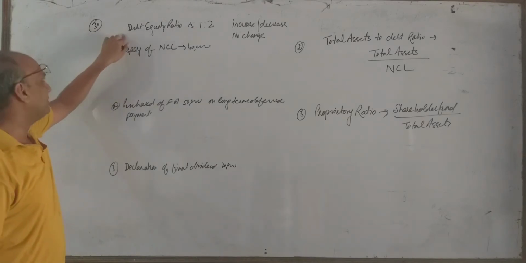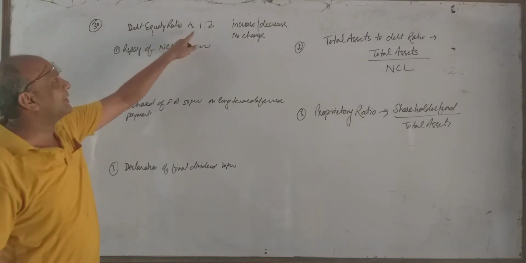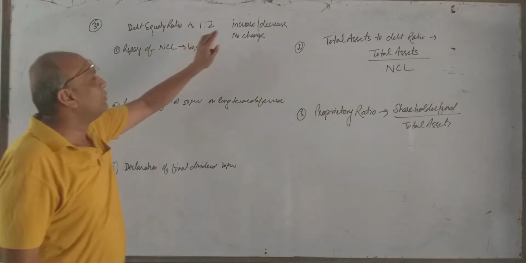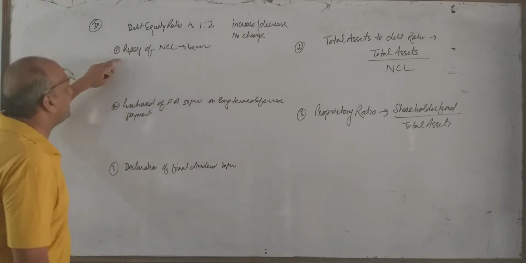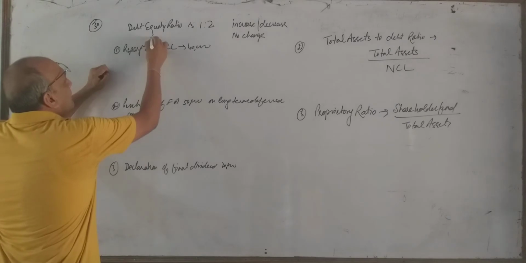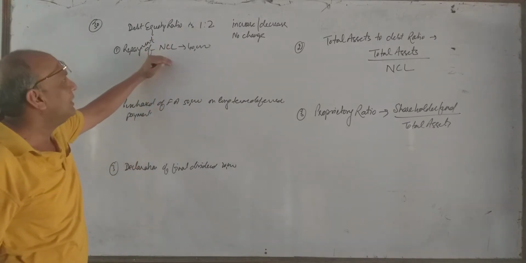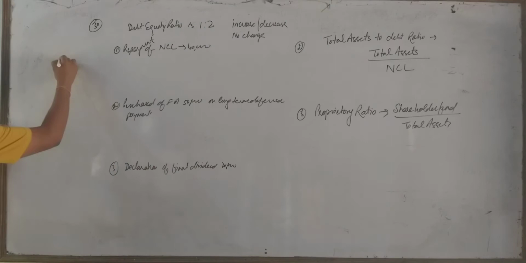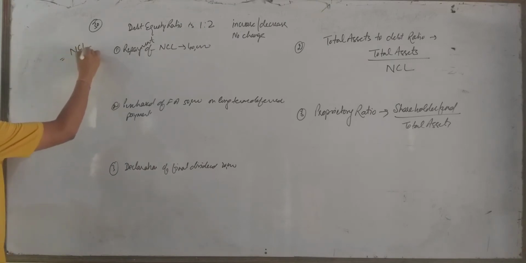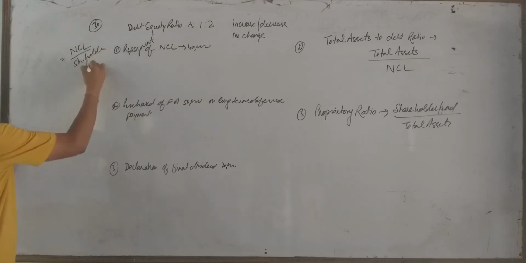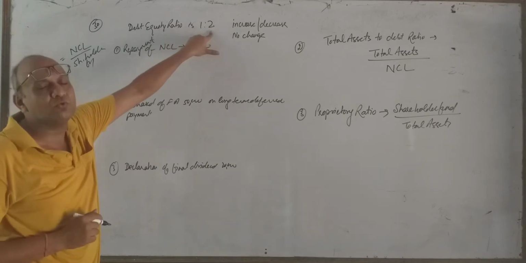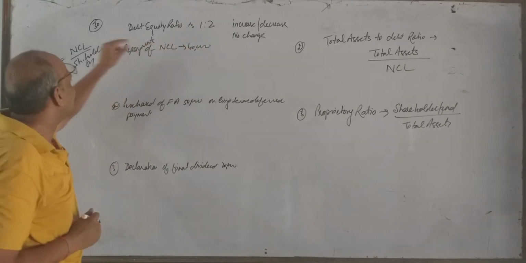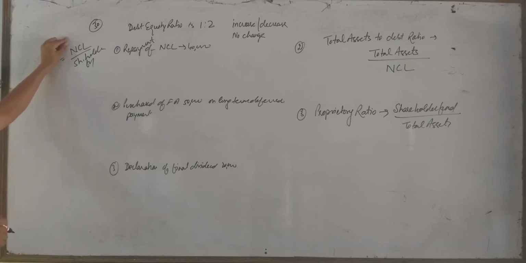One more sum for debt equity ratio. If the debt equity ratio of a company is 1:2, you have to tell whether our ratio increases, decreases or has no change because of the following transaction. Here, as you know, debt equity ratio is debt, NCL, upon equity, shareholder fund. 1:2 tells us that 1 rupee is outside liabilities and 2 rupees are shareholder fund. It means outside liabilities are half of our shareholder fund.